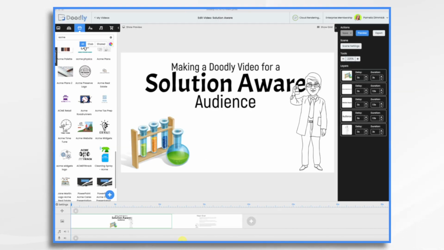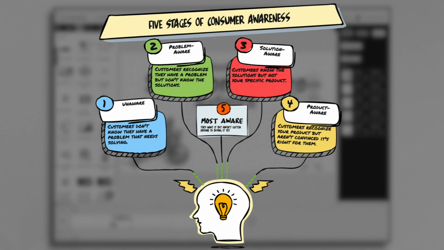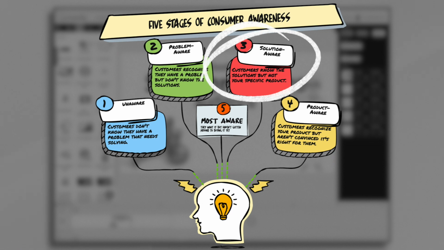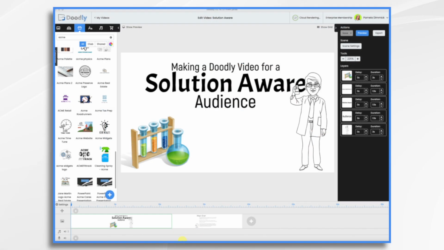Our last two tutorials have been about creating Doodly videos for unaware and problem-aware audiences. Today, we're moving to the third level of Eugene Schwartz's 5 levels of awareness, and that's solution-aware. These people know that they have a problem and that a solution exists for it. In our examples from last week, the problem was chaos in their lives and a lack of time management.